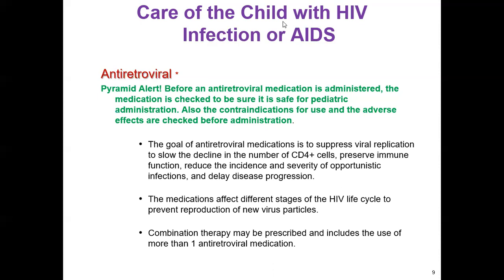The goal of antiretroviral medication is to suppress the viral replication or slow it, right? So if you stop the replication, it is good for the patient and reduces the incidence and severity of opportunistic infection, or we can delay the disease process.